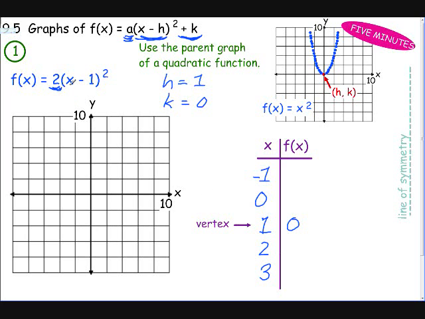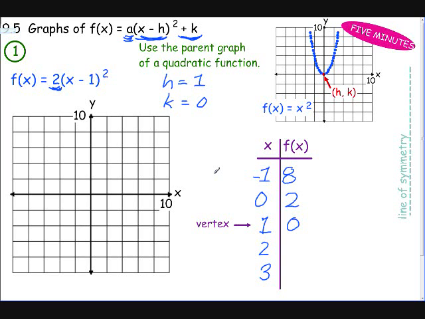When I put a 0 in here, then I'm squaring a negative 1. Negative 1 times negative 1, positive 1 times 2. So this would be a 2. If I put a negative 1 in for x, I get negative 1 and subtract another 1. So that would be negative 2. Square negative 2, I get a positive 4 times 2, 8.